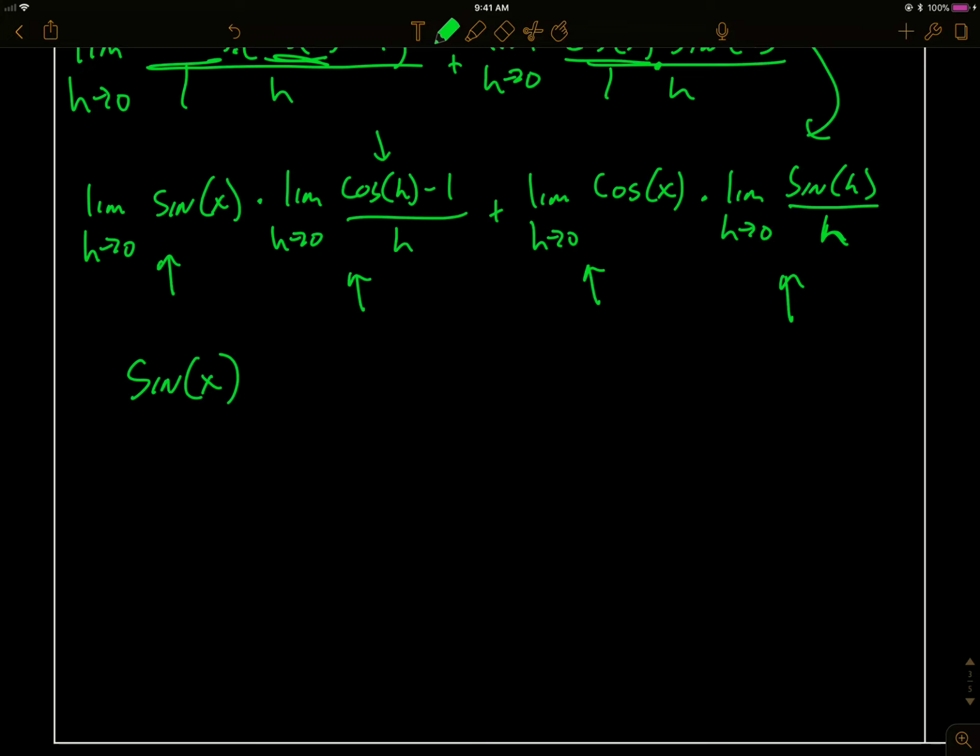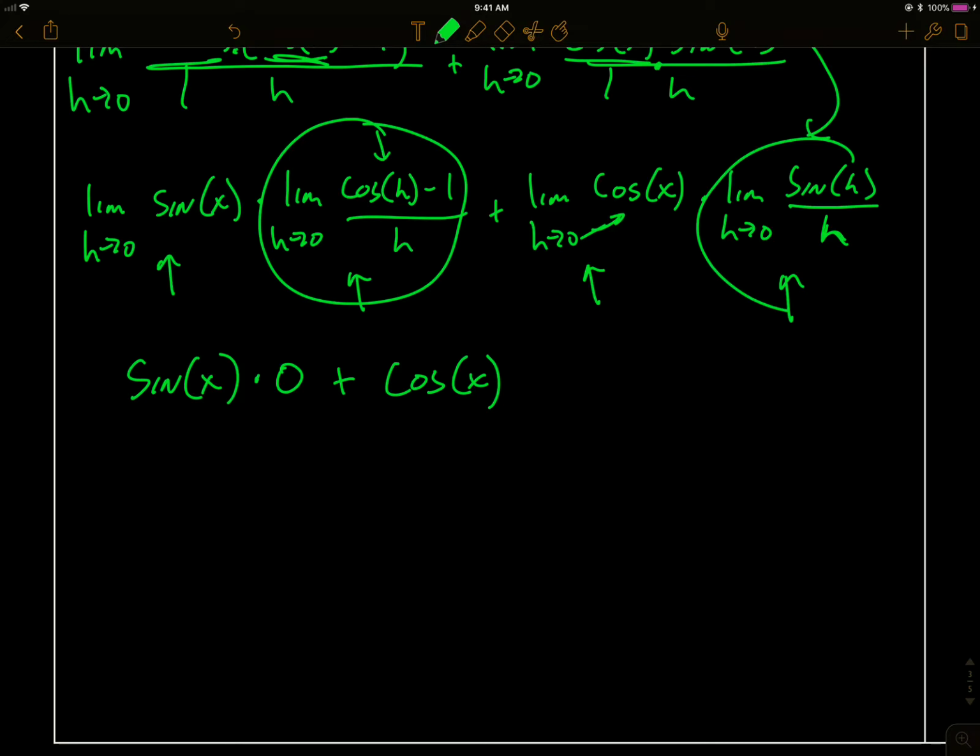If I do direct substitution, there is no h to plug 0 into, so I just get sine of x. This is a famous trig limit. It's 0 plus, again, over here, if I plug 0 in for h, there is no h, so it's just cosine of x. And this is a famous limit, which is 1. So the derivative ends up being cosine of x. So f prime of x equals cosine of x.